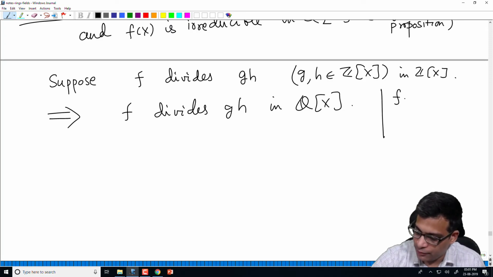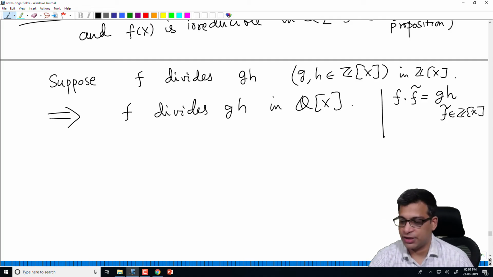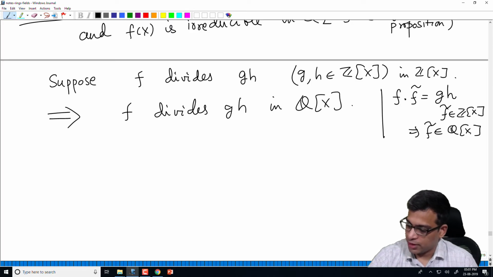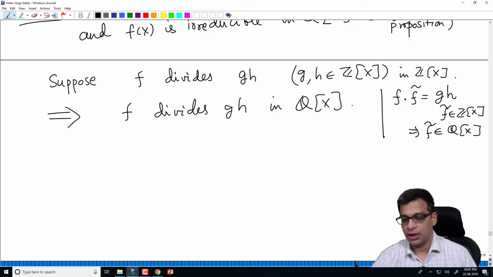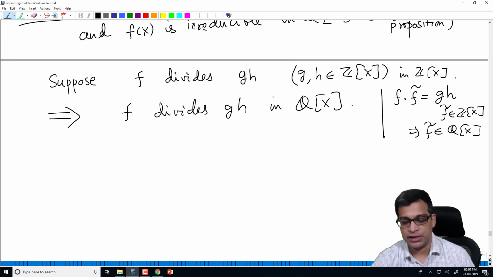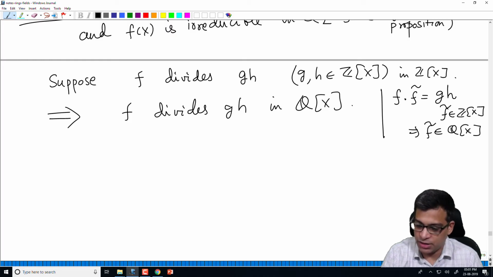This is not mysterious, right? What we know is that f times some f tilde is gh, where f tilde is in Zx. Because f divides gh in Zx means f times f tilde is gh, but f tilde is also in Qx, because f tilde is in Zx, it's in Qx. The other way is not always true, and for that we need some hypothesis that f is prime, primitive and so on. But division in Zx certainly implies division in Qx. So f divides gh in Qx.